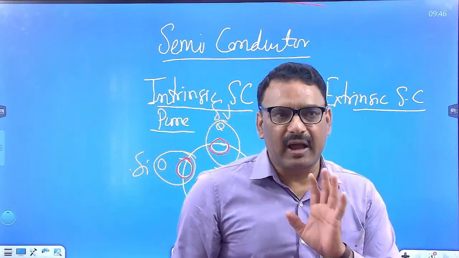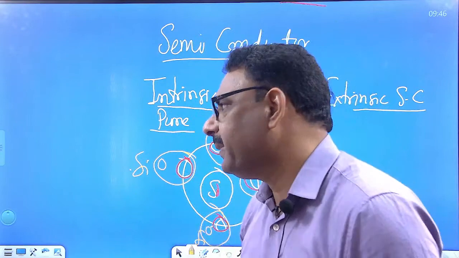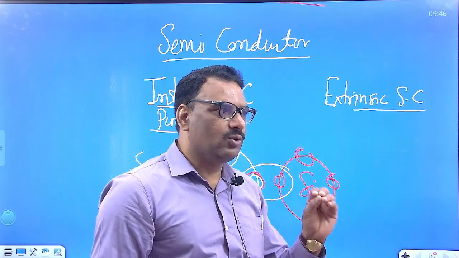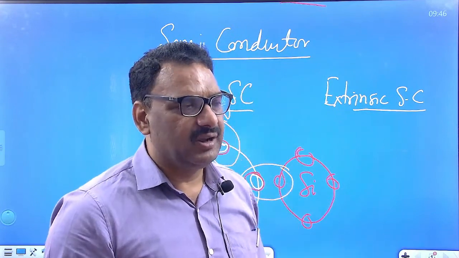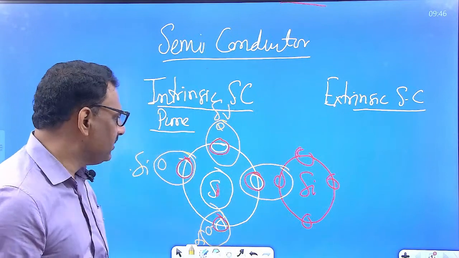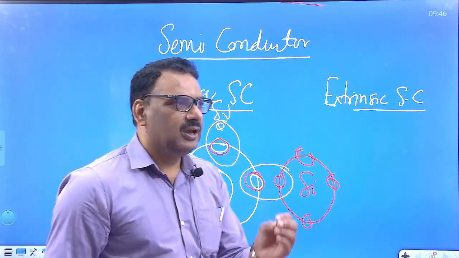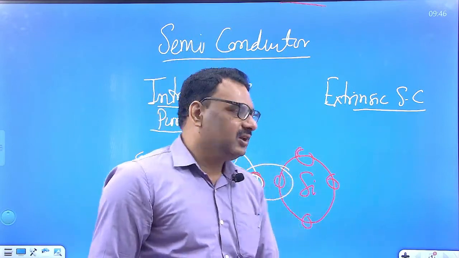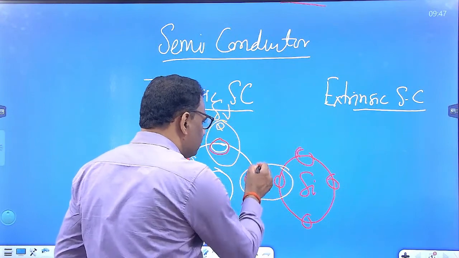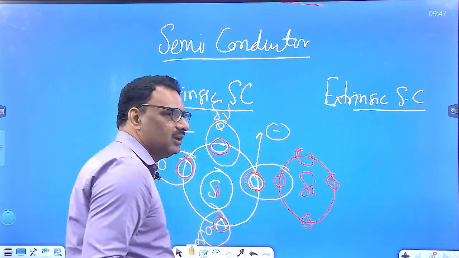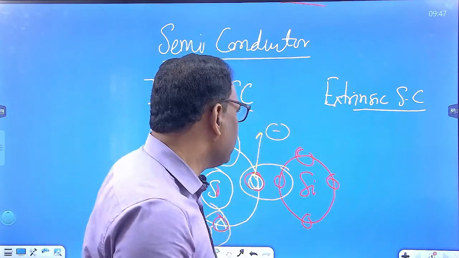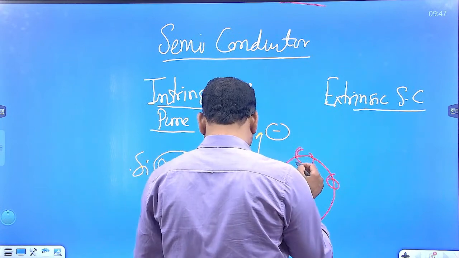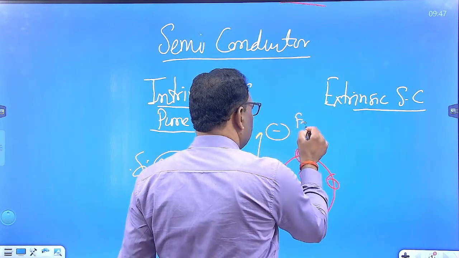It is true for the absolute temperature, 0 degree Kelvin. But if you apply some energy, if you come to room temperature, 27 degree centigrade or 300 degree Kelvin, that is the room temperature, then some of the electrons will acquire energy from this increased temperature, and come outside from this bond. They are known as free electrons.